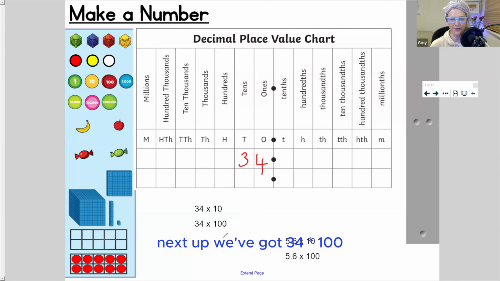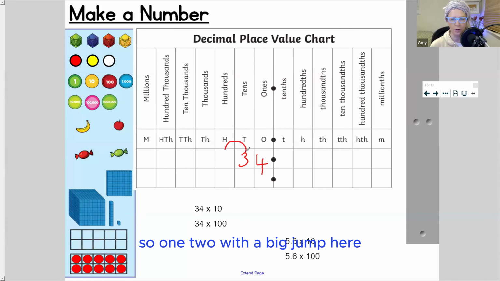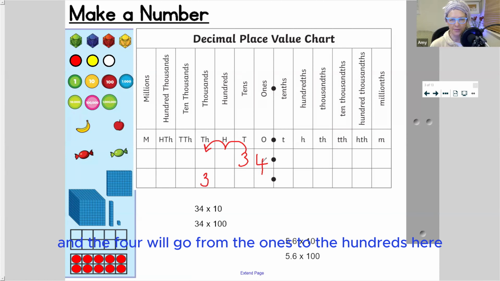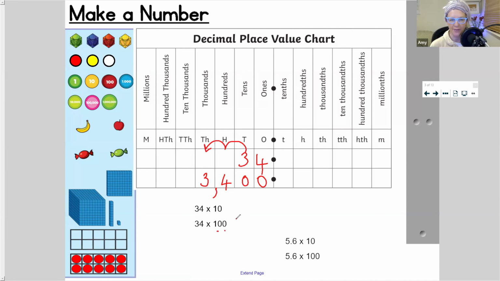Next up, we've got 34 times 100. So we're going to put our 34 in here, so 3 tens and 4 ones, and we're going to multiply it by 100. So that just simply means we have to move the digits 2 places to the left. So 1, 2 with a big jump here. So the 3 will go from the tens to the thousands column, and the 4 will go from the ones to the hundreds here. And then because we've got 2 zeros in our 100, we'll have the 2 zeros there. And the answer is 3,400.